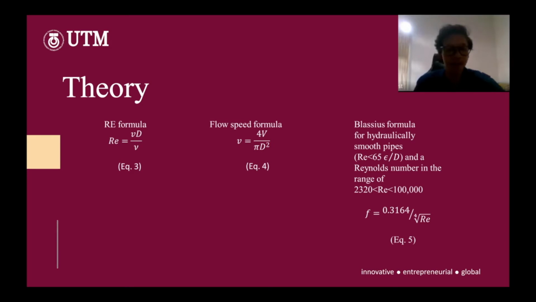So we also have the Re formula and the flow speed formula. The table on the previous slide is used in this equation, equation number 4. And then we also have the Blasius formula for hydraulically smooth pipes, for Reynolds numbers between 2320 and less than 100,000. Next, please.